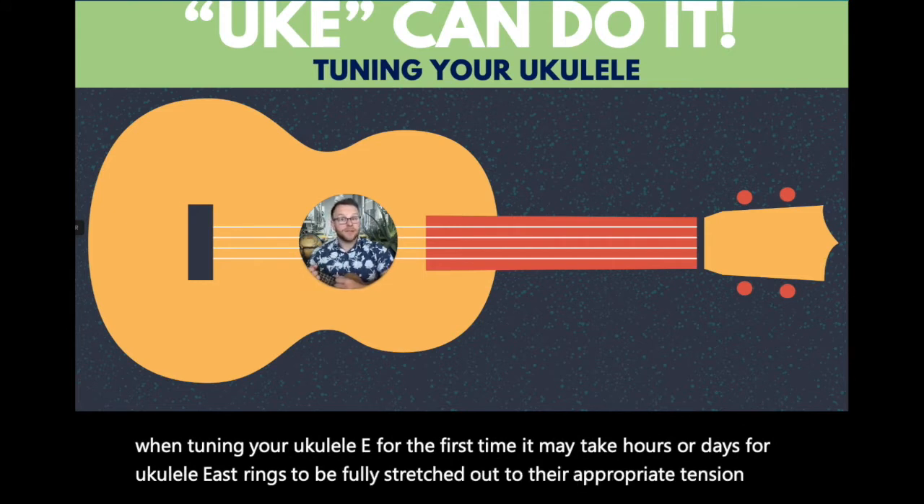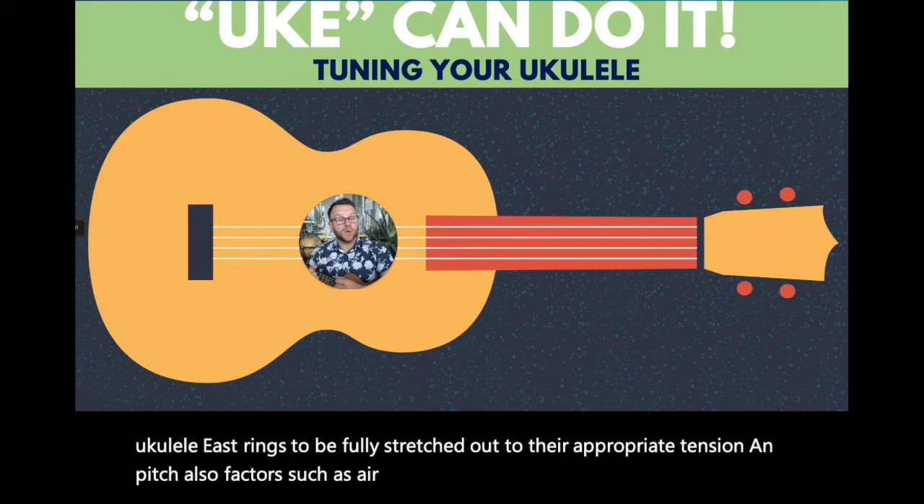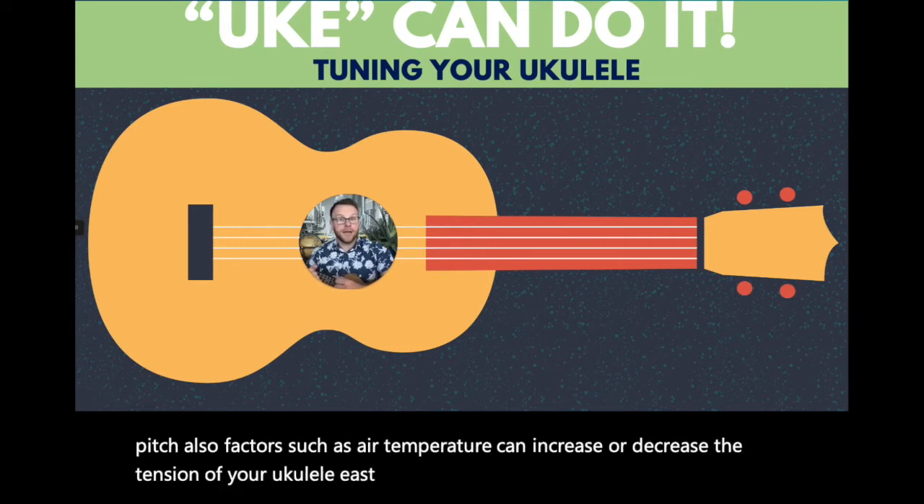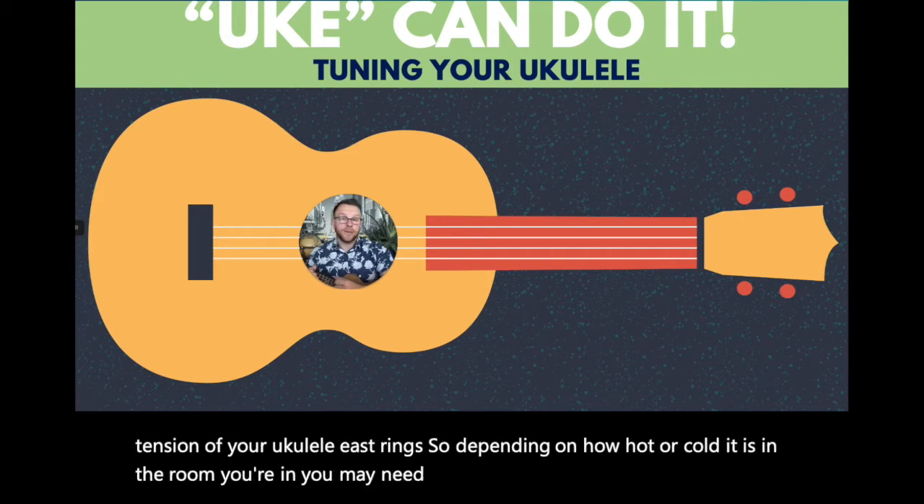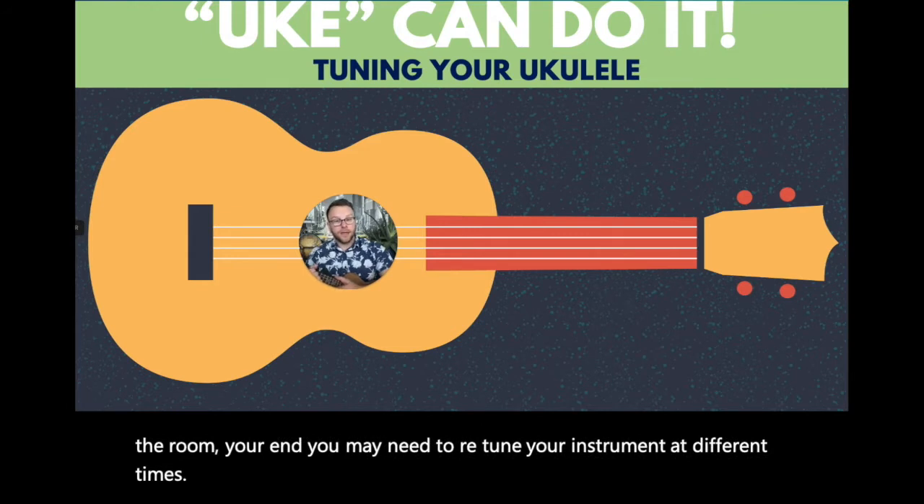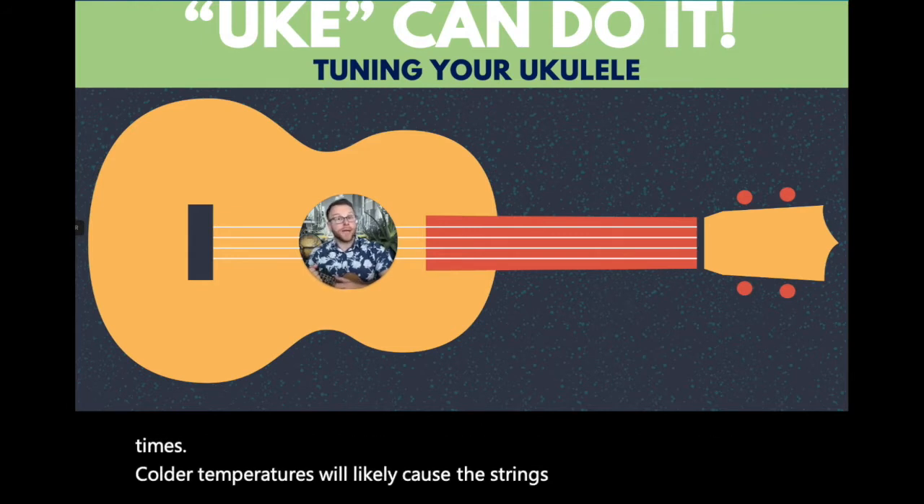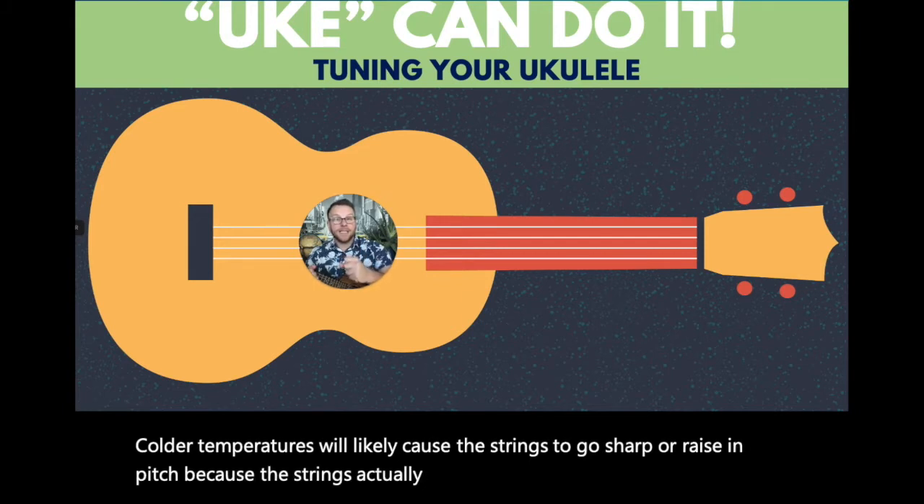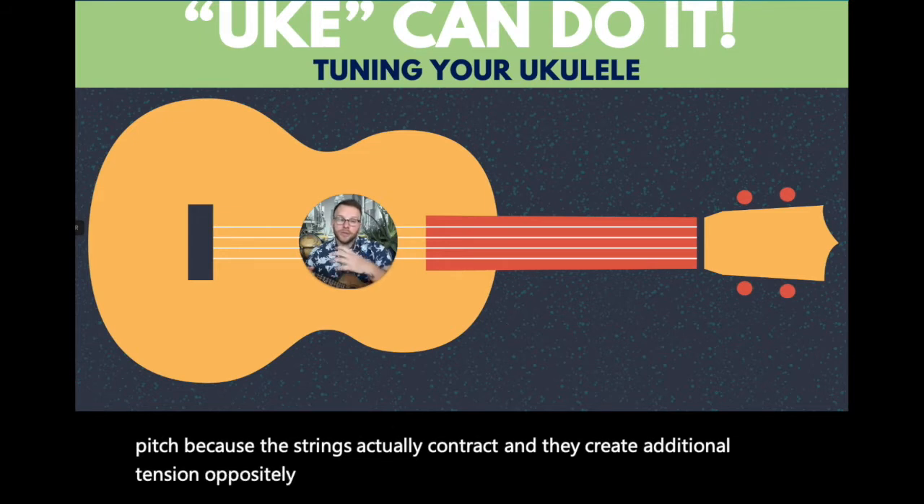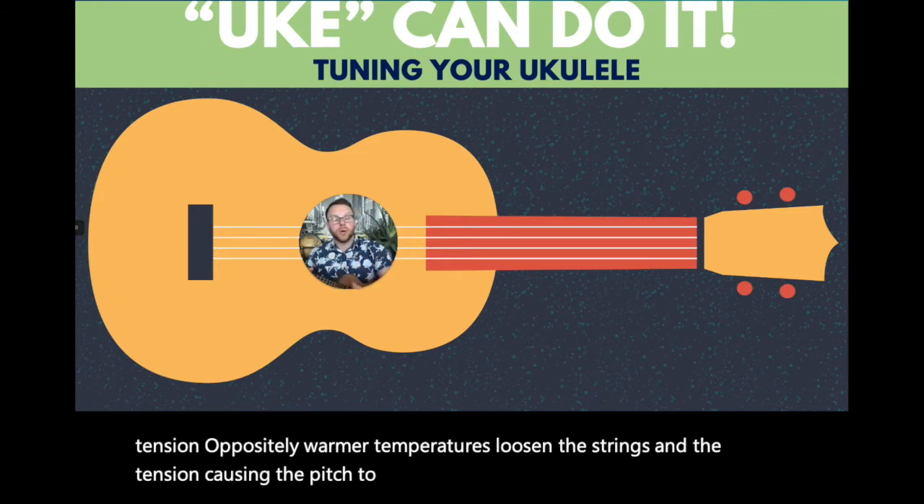Also, factors such as air temperature can increase or decrease the tension of your ukulele strings. So depending on how hot or cold it is in the room you're in, you may need to retune your instrument at different times. Colder temperatures will likely cause the strings to go sharp, or raise in pitch, because the strings actually contract and create additional tension. Oppositely, warmer temperatures loosen the strings and the tension, causing the pitch to go down, or go lower, or be flat.